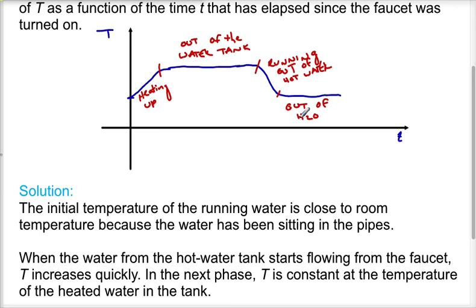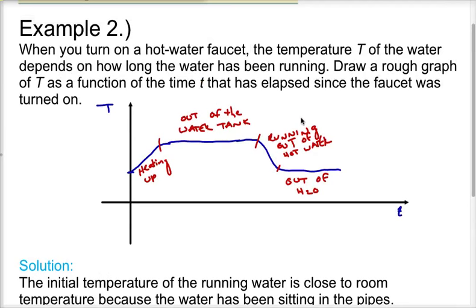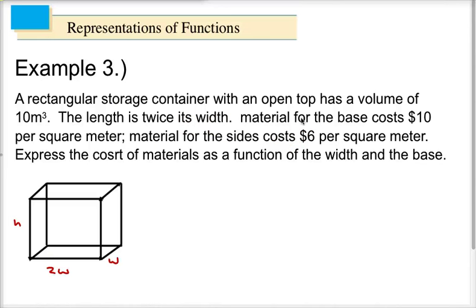And so this is just an example of us taking a verbal representation of a function and translating it into a graph. Now, I personally think that the visual representation of this graph tells us a lot more about what's happening than just the two sentences that describe the situation that we're given. Let's try another one. And this one's a little bit tougher.